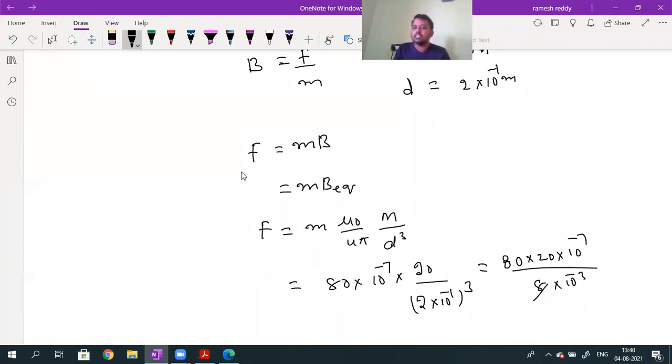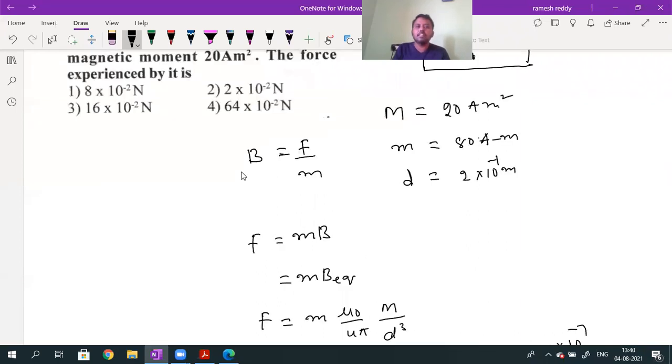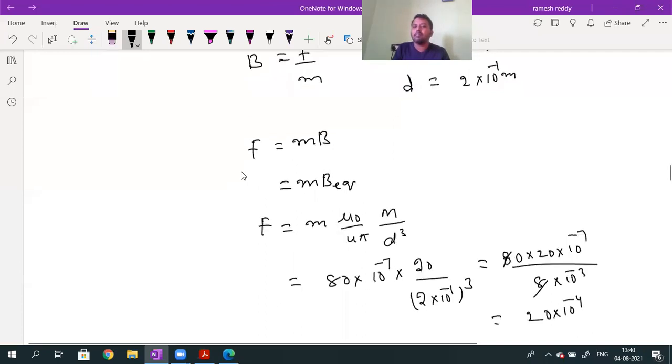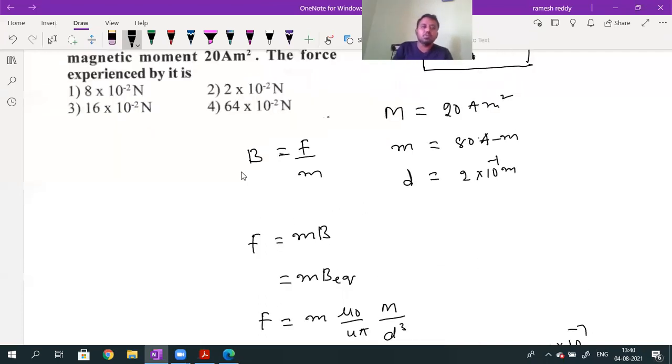So this zero cancels. What is left is 20 into 10 power of minus 7 by 10 power of minus 3, which is 10 power of minus 4, or which can also be written as 20 into 10 power of minus 3. The answer is 2 into 10 power of minus 2. 2 into 10 power of minus 2 you have to get.